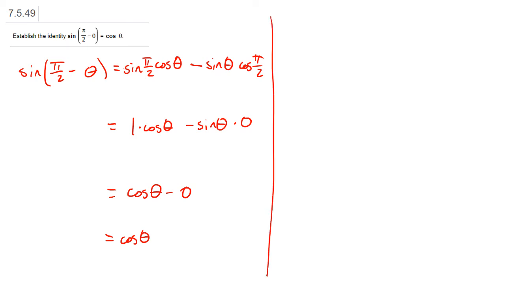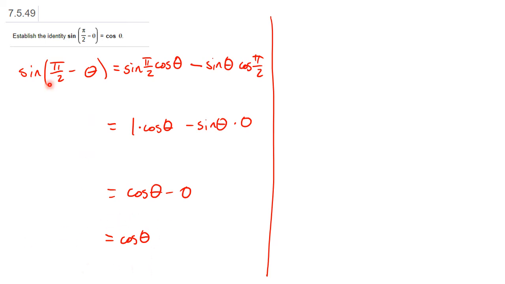So observe what we've done. Starting from one expression, we used a sum formula, or a difference formula, I'm sorry, for sine, and then some known trigonometric values. Sine of pi over 2 is 1, cos of pi over 2 is 0. 0 times anything is 0, and 1 times cos theta is just cos theta, and something minus 0 doesn't change its value. So it does not matter what theta is, the sine of pi over 2 minus theta will always simply be the cosine of theta.